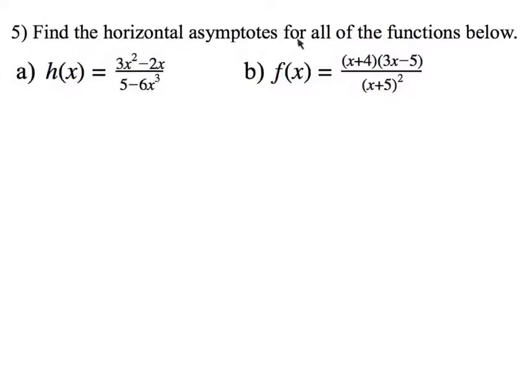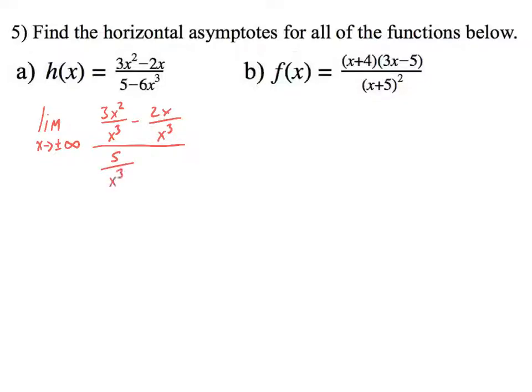Alright, we're going to find the horizontal asymptotes for all the functions below. So to find this horizontal asymptote, we talked about it earlier, we're going to take the limit as x approaches positive and negative infinity for this function. And in order to do that, we're going to divide this function by the highest degree in the denominator, which is x cubed. Okay, so we're dividing by the highest degree in the denominator.